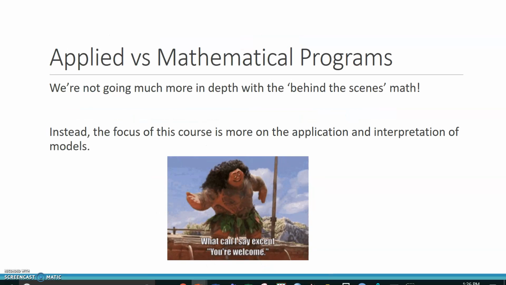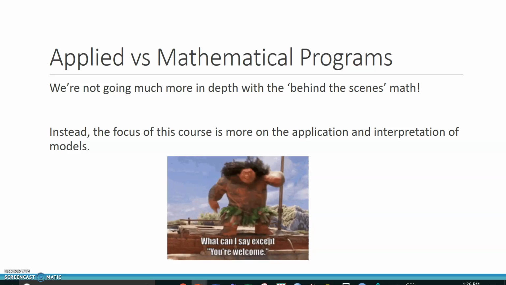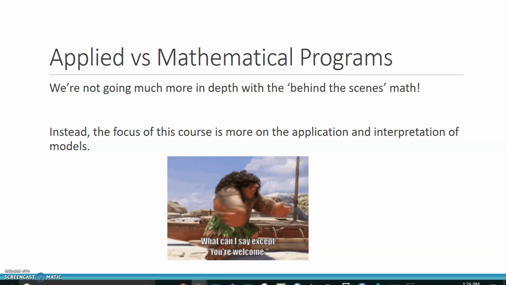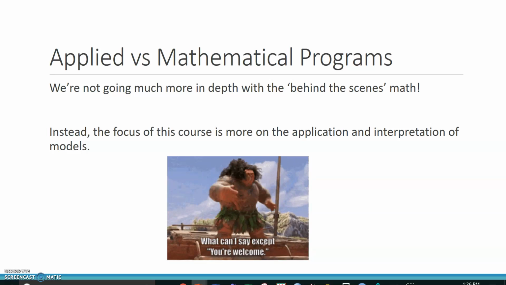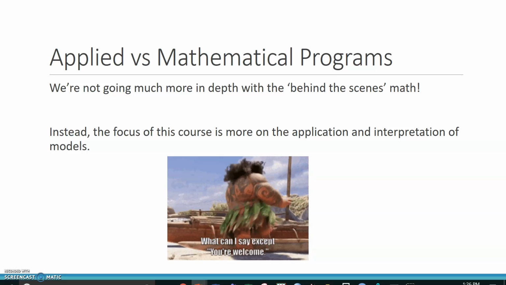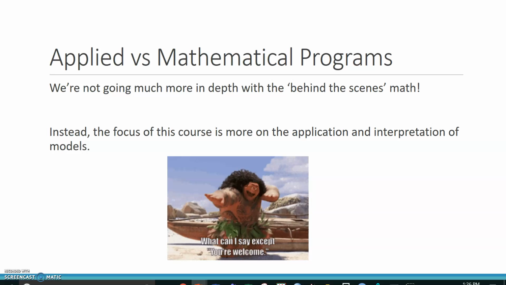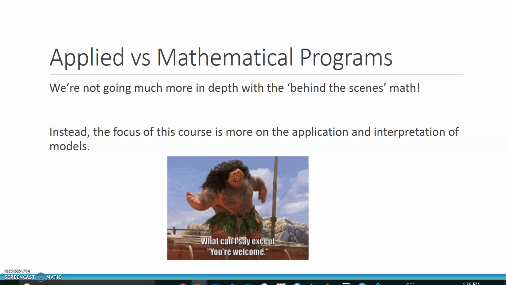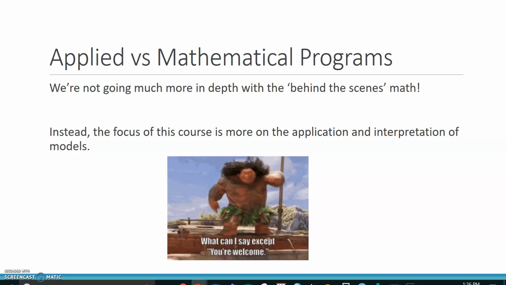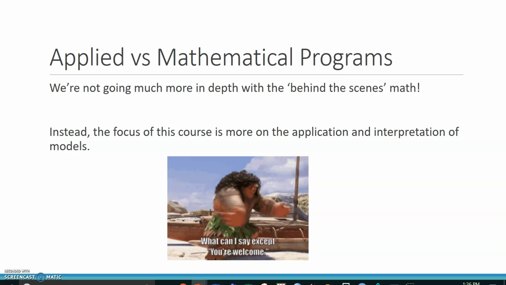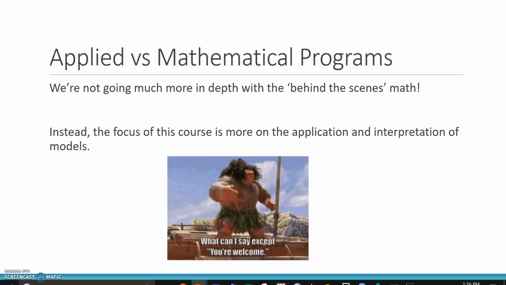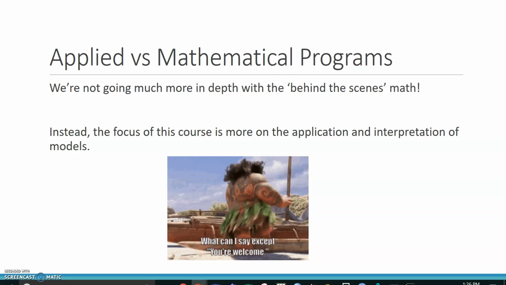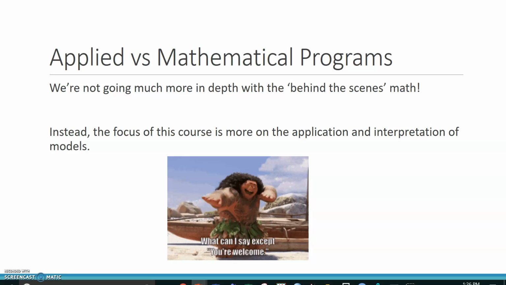We are not going any more in depth with that. If you want, there are lots of things that you can read that are posted, but this class is focused more on the interpretation and the application of the models, and not all of the math behind the scenes on how to get the models to work. We're going to just trust that these models work. We're going to trust that all of these programs are done really well. And we're going to be focused on the application and interpretation.